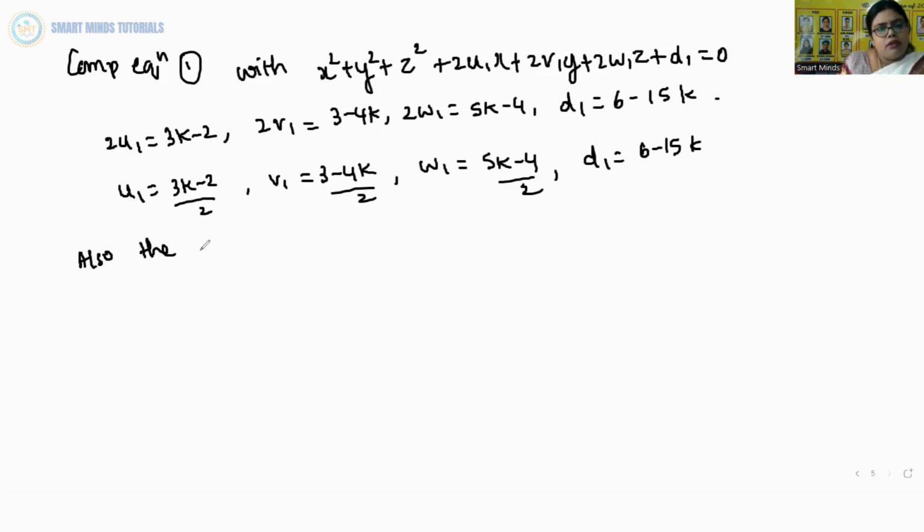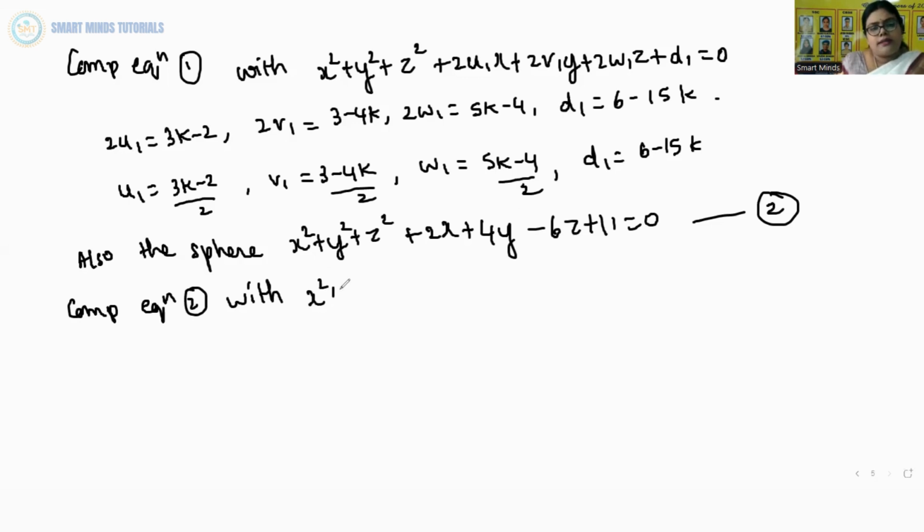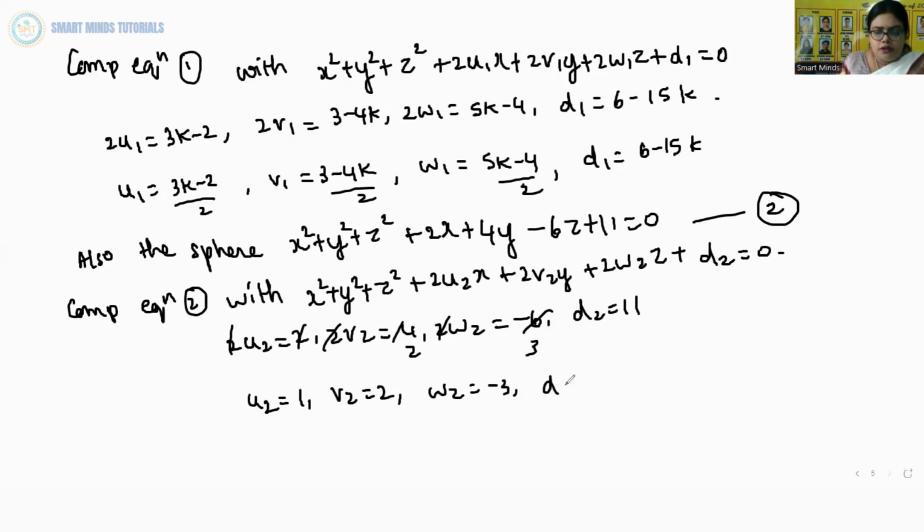Also, the sphere is given to us in the question, x² + y² + z² + 2x + 4y − 6z + 11 = 0. Let's take this sphere equation as equation number 2. Now we are comparing equation number 2 with the second general equation. What is the second general equation? x² + y² + z² + 2u2x + 2v2y + 2w2z + d2 = 0. So we get 2u2 = 2, 2v2 = 4, 2w2 = −6, and d2 = 11. So 2 cancel, 2 ones are 2, twos are 2, ones are 2, threes are. So we got u2 is 1, v2 is 2, w2 is −3, and d2 is 11.